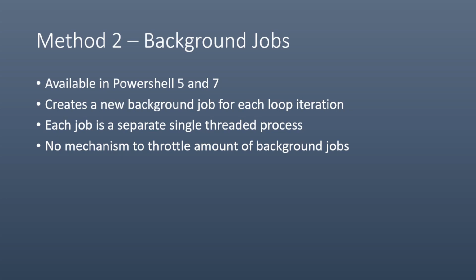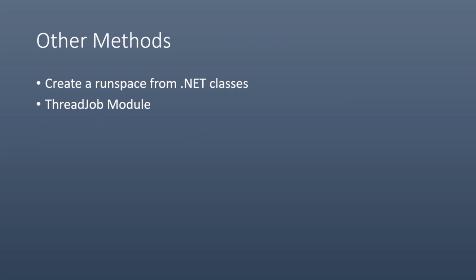So with that being said, are there other things you could do as well? Sure. There is a new module that was created a couple years ago that basically combines the nature of background jobs with some throttling built into it. If you look on the PowerShell Gallery, or on GitHub, there is something called the ThreadJob module that was developed.